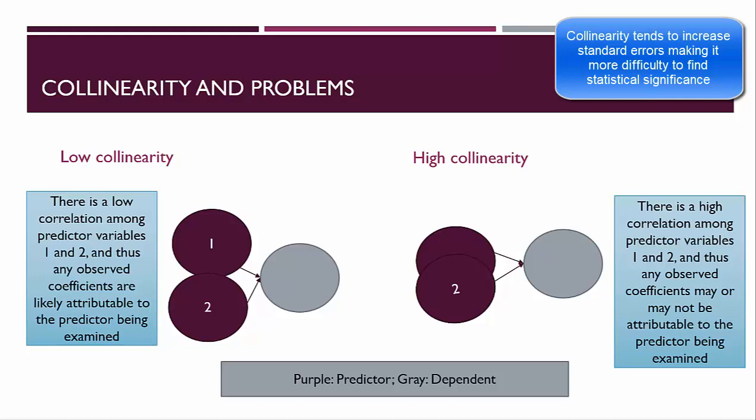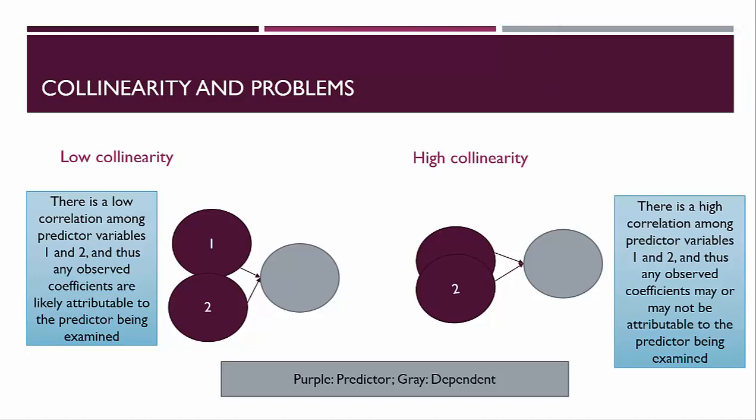One is that the coefficient might not be statistically significant, even if we think it should be. Second could be that if we add or delete a variable, the regression coefficients change dramatically. You also might see a negative regression coefficient when you think you'd have a positive one, and vice versa.